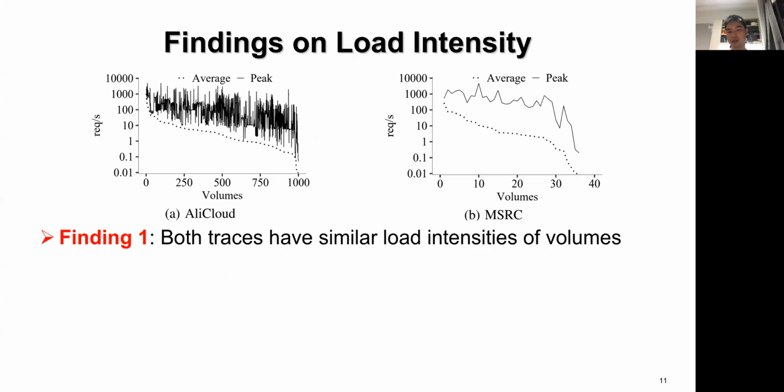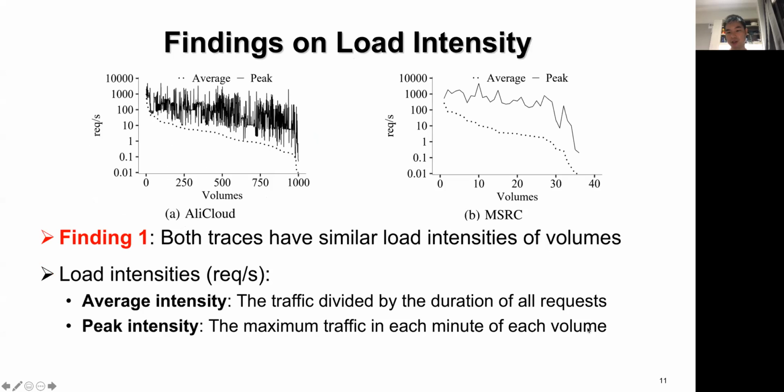Now we come to the findings on 3 aspects. The first one is load intensity. In finding 1, we find that both traces have similar load intensities of volumes. We measure the load intensities of individual volumes in terms of the number of requests per second. The average intensity of a volume is defined as the total number of requests divided by the time elapsed between the first and last request of the volume.